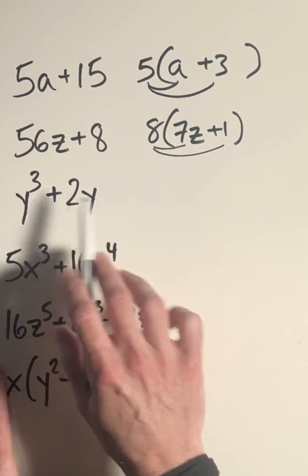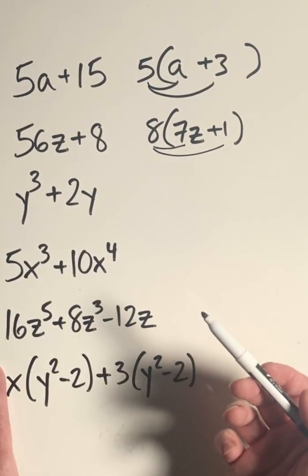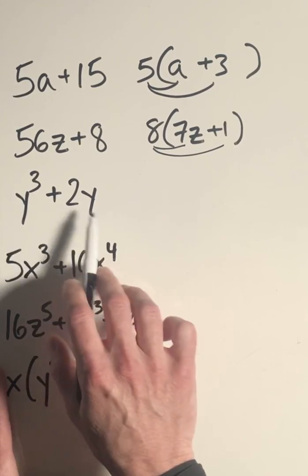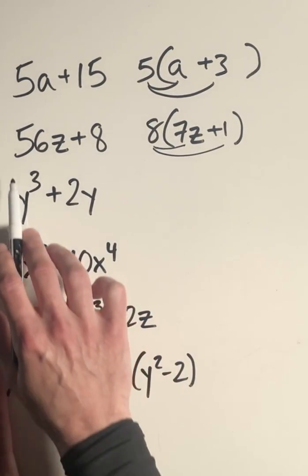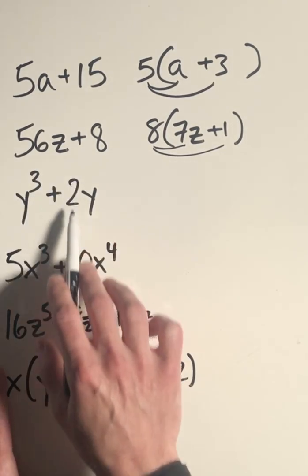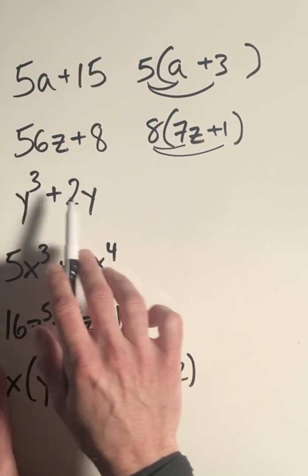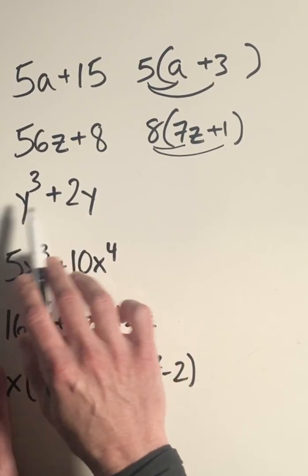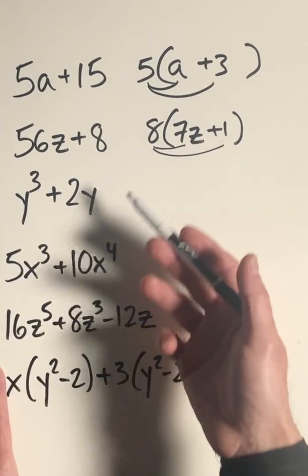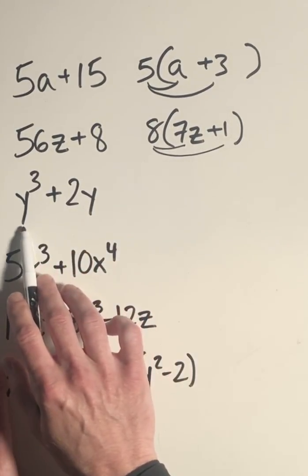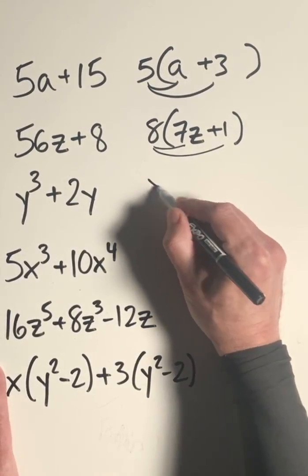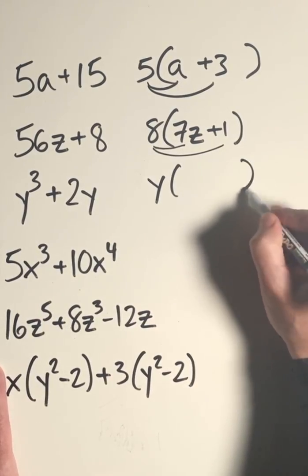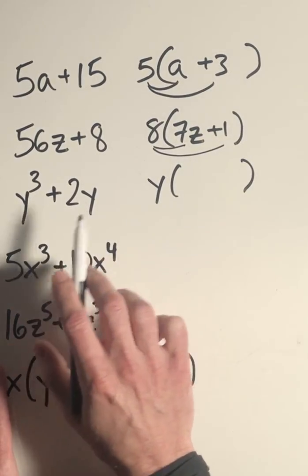Here, when we have variables in both terms, our greatest common factor will include that variable, assuming that the variables are the same like they are here. My coefficient here is 1. My coefficient here is 2. So the greatest common factor between 1 and 2 is just 1. So we don't really need to write the 1. This has 3 factors of y in it, and this term only has 1 factor of y in it. So y is the greatest common factor between these two terms.